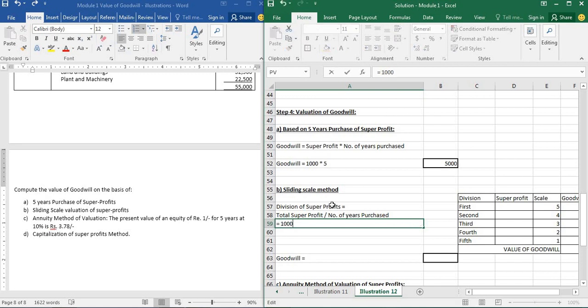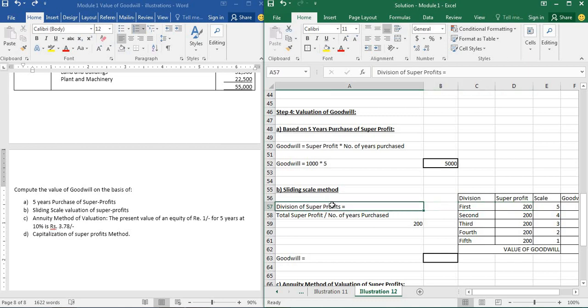Super profit is 1000 rupees. Now we have to divide it by 5. That will come up to 200 rupees. So now that 200 will be entered in all 5 years. We have to make equal parts depending on the number of years purchased. Goodwill is 5 years purchase of super profit, so we are making 5 divisions. 5 divisions, okay. So 200 each will make it 1000 rupees. We have taken those divisions.